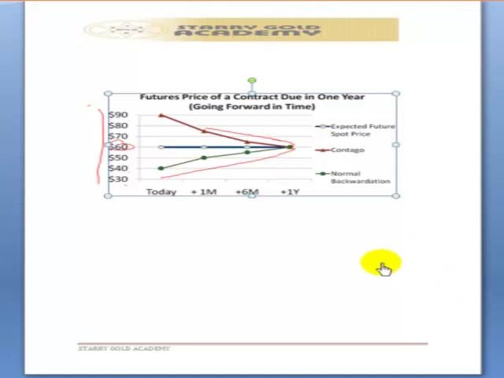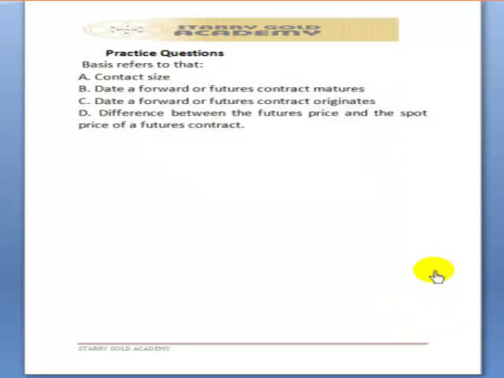So before we leave this area entirely, let's look at some of the questions. Our OBJ questions we used to treat, because this is level 1, you do mainly OBJ questions. So the first question says, basis refers to what? A contract size? No. The date a forward or future contract matures? No. The date a forward or future contract originates? No. The difference between the future price and the spot price of a future contract. This is the answer. So our answer is D.